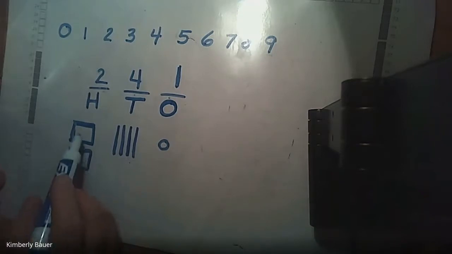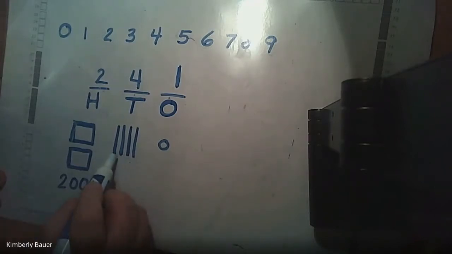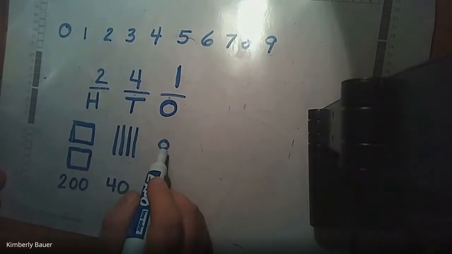Well, let's count how many hundreds we have. Let's count by 100s. 100, 200. Well, in this place, the value is 200. Let's count the value of the tens place. 10, 20, 30, 40. So the value is 40. And the value in the ones place is just 1.